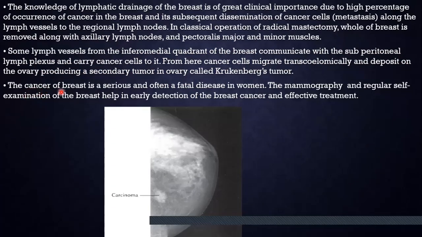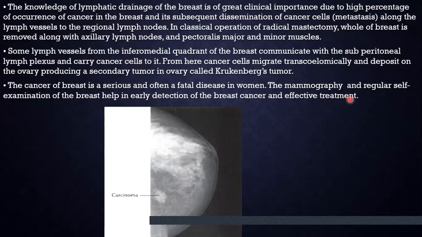Now, cancer of the breast is serious and often fatal in women, and it is common. Mammography and regular self-examination of the breast help in early detection of breast cancer and effective treatment. In mammography, we usually inject the patient with a special dye, then we look for any carcinoma. In this case, the patient was injected with a special dye. Then here you can see a lump. That is a carcinoma.